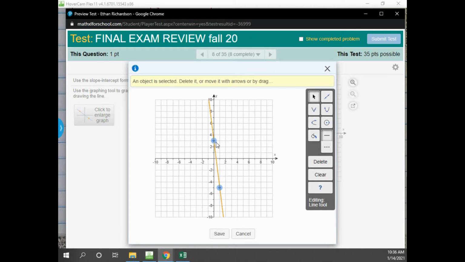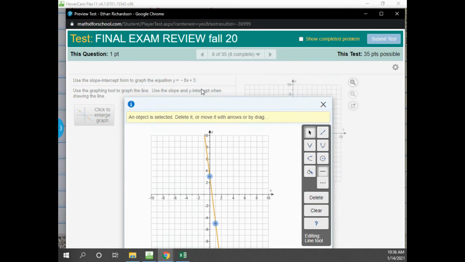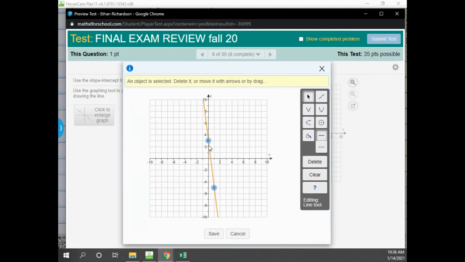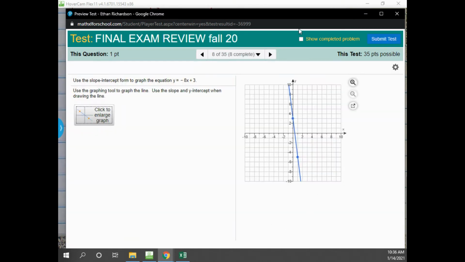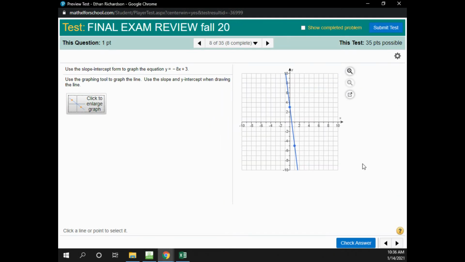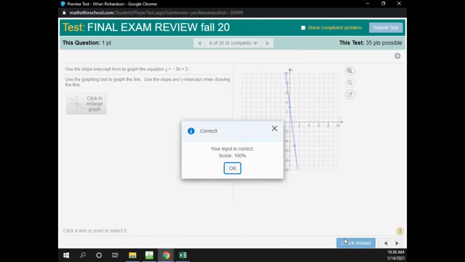So again, start at positive 3, the last number that's by itself. The number with the x is always your slope. If it's not a fraction, just put it over 1. The negative tells you whether you're going up or down, and you always move to the right-hand side. So we're going down 8 over 1. We'll save it, and then we check it and make sure that it's good. There we go, and it's good.